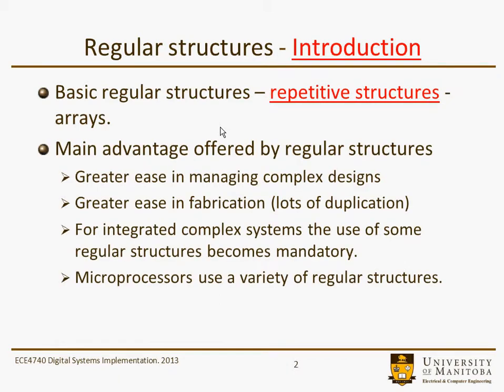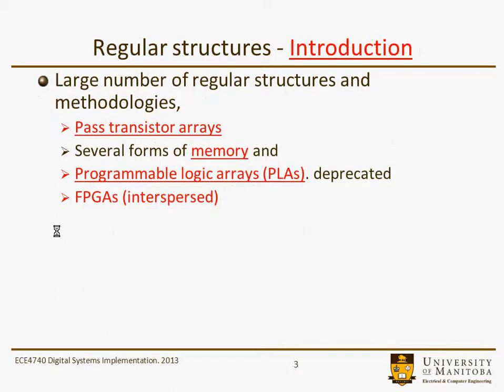The main advantage offered by a regular structure would be greater ease in managing complex design, greater ease in fabrication, because there's lots of duplication of basically this similar entity. And for complex systems, the use of some regular structures typically becomes mandatory. Within a microprocessor, for example, there'd be a variety of regular structures. So there's a large number of regular structures and methodologies. We'll discuss a few of them.